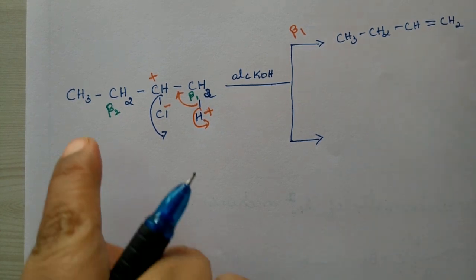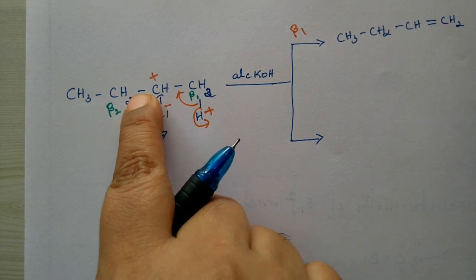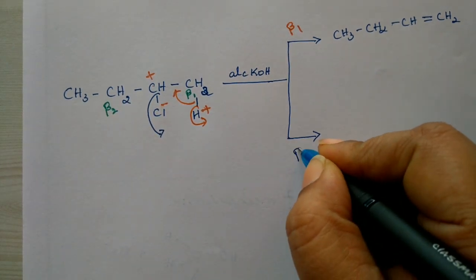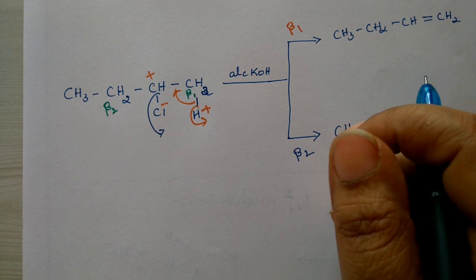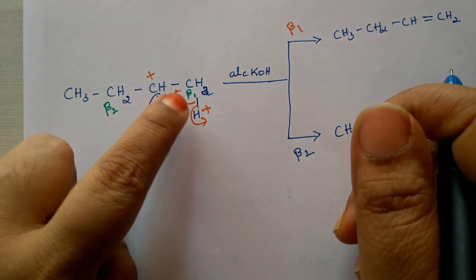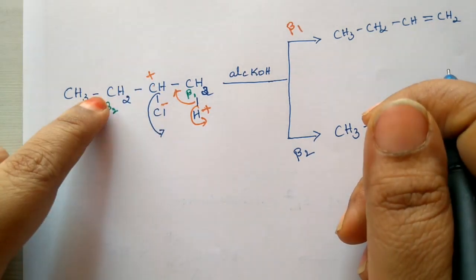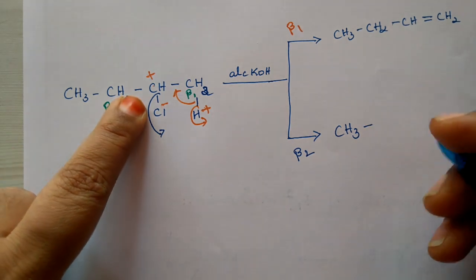The same way, remove one hydrogen from this and one halogen from this, and a double bond will be formed between them. This is for beta 2. We have CH3. So remember, between the alpha and beta carbon a double bond will come. This is the alpha carbon, this is the beta carbon, so between alpha and beta, a double bond will come.